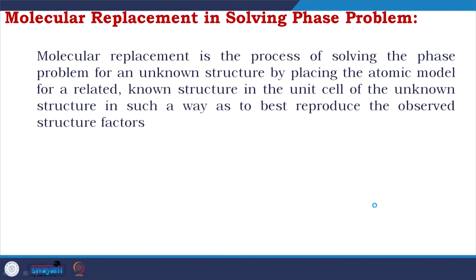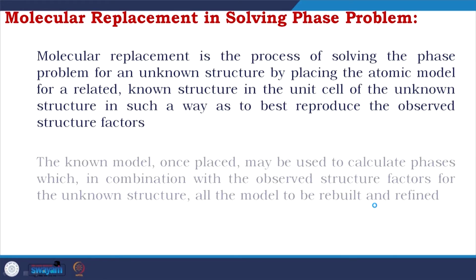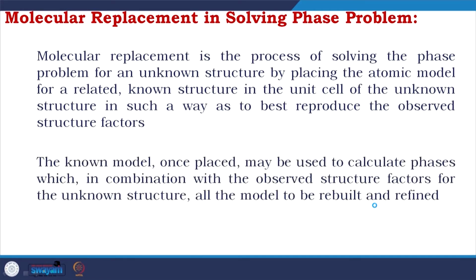So, molecular replacement is the process of solving the phase problem for an unknown structure by placing the atomic model for a related known structure in the unit cell of the unknown structure in such a way as to best reproduce the observed structure factors. The known model, once placed, may be used to calculate phases which, in combination with the observed structure factors for the unknown structure, allow the model to be rebuilt and refined.